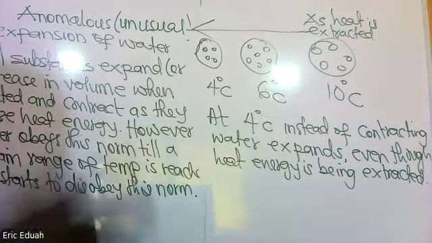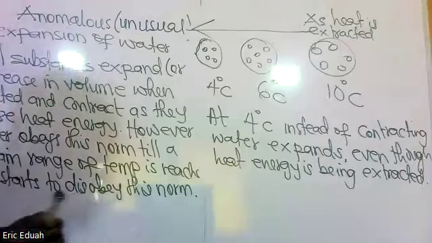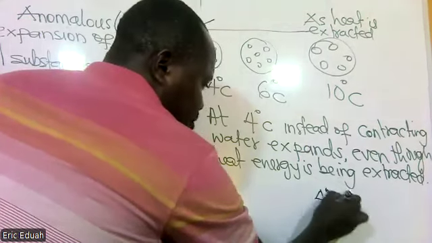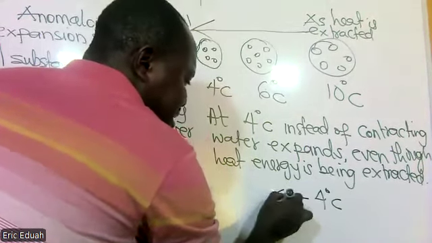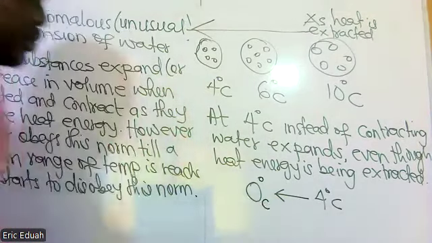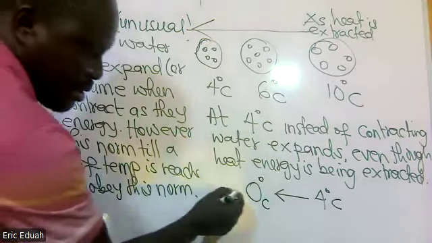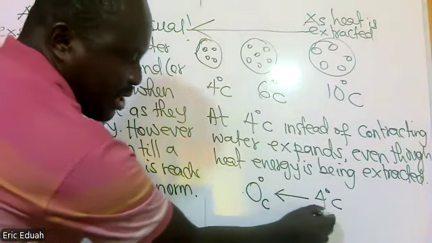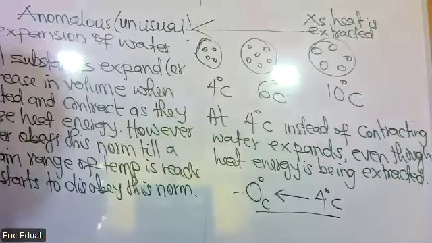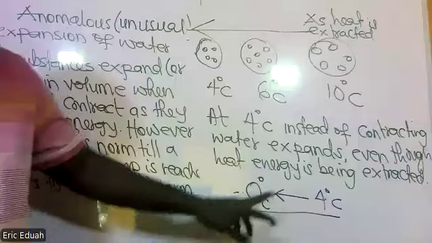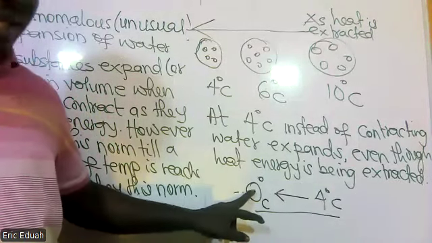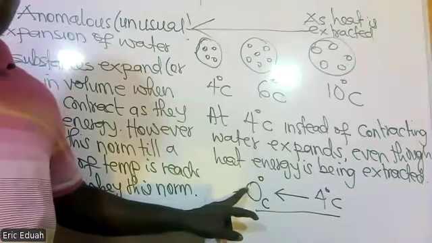So what happens is that the unusual behavior of water starts from 4 degrees Celsius, continues till a temperature of 0 degrees Celsius. Then, instead of expanding, it will begin to contract. So the abnormality actually ends at 0 degrees Celsius.